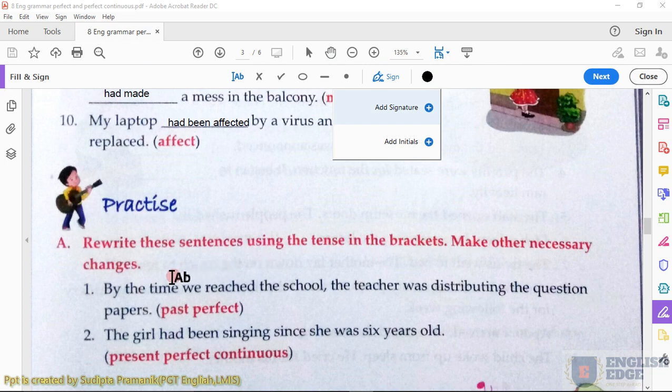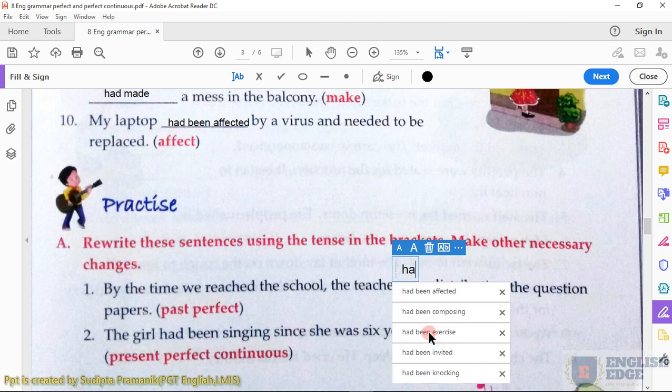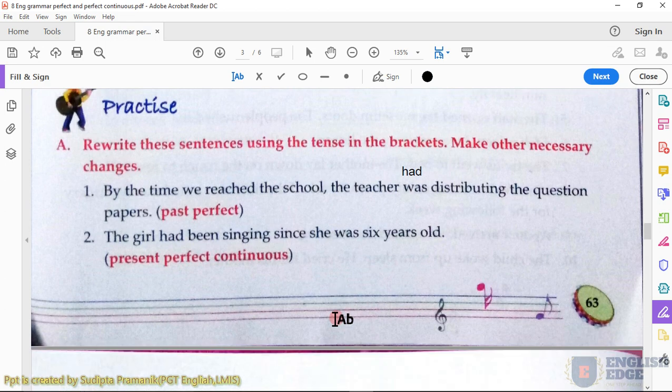So it would be, by the time we reached the school, the teacher had distributed. The teacher had distributed, had in the place of was. Okay, had distributed.